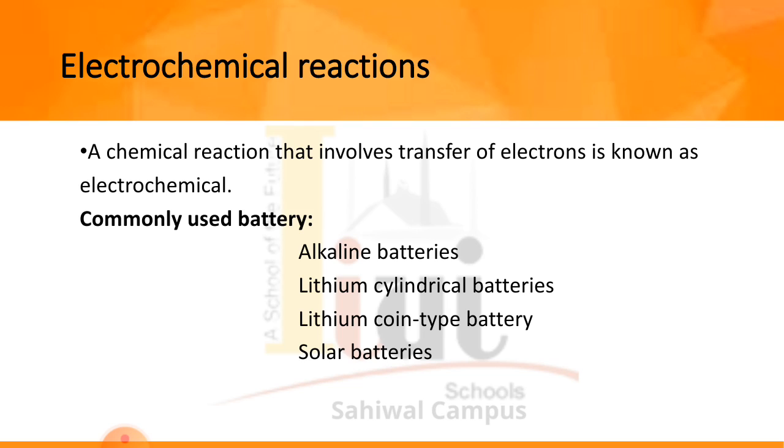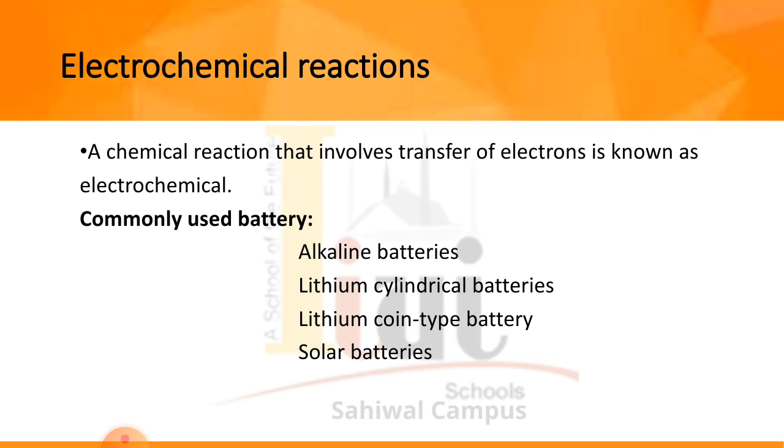It produces electrons, which are negatively charged particles, to generate electricity. So we can say that a chemical reaction that involves the transfer of electrons from one atom to another is known as an electrochemical reaction, and we have some common examples of batteries: alkaline batteries, lithium cylindrical batteries, lithium coin type batteries, solar batteries, and so on.